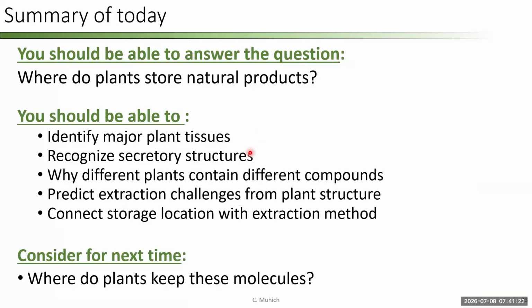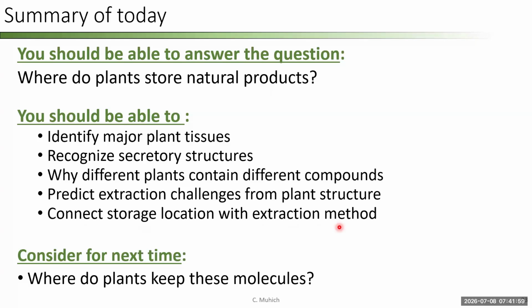Okay, so at the end of the day, you should understand and be able to answer the question of where plants store natural products and think about how that impacts extraction techniques. You should be able to identify major plant tissue types, recognize different secretory structures, understand why different plants contain different compounds, predict the extraction challenges based on the plant structure, and connect storage location with extraction method.